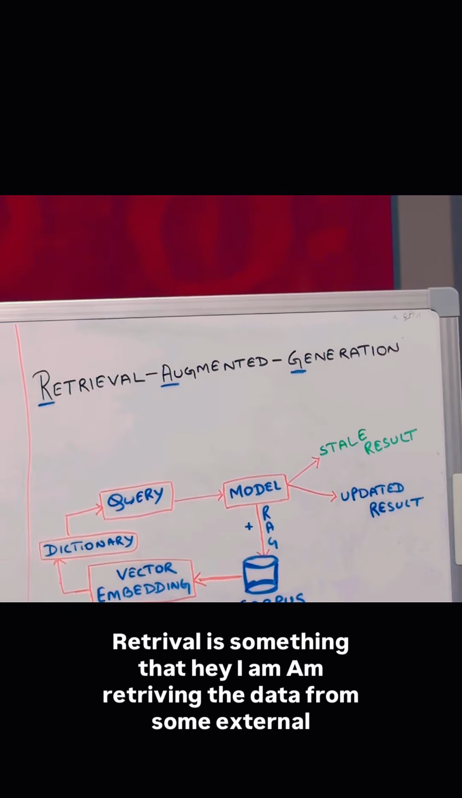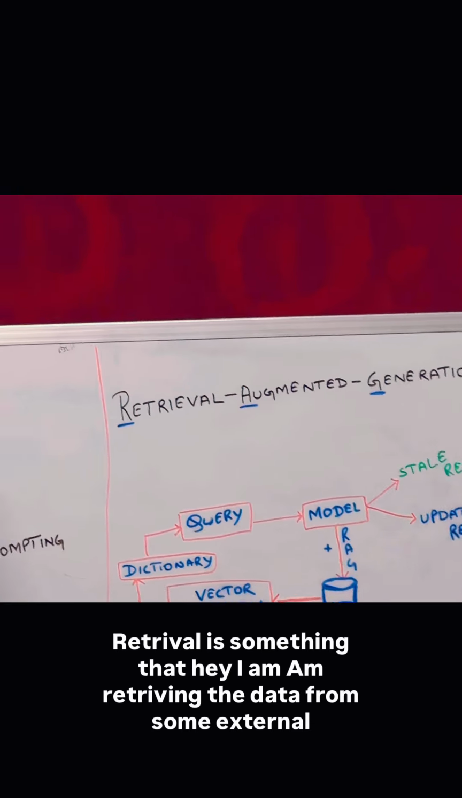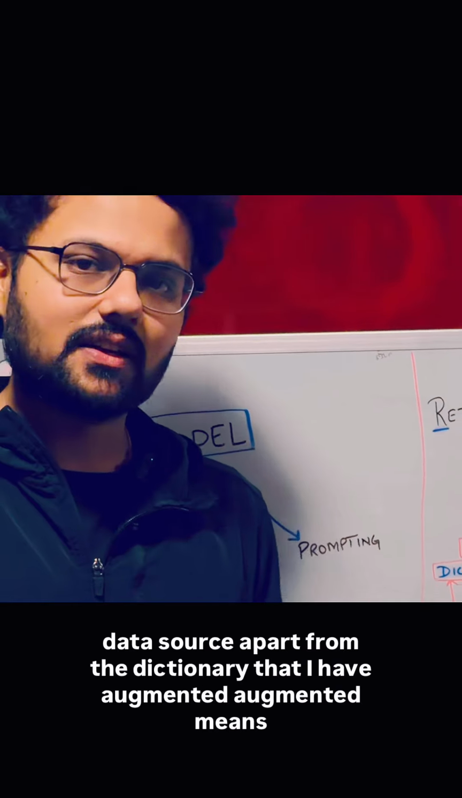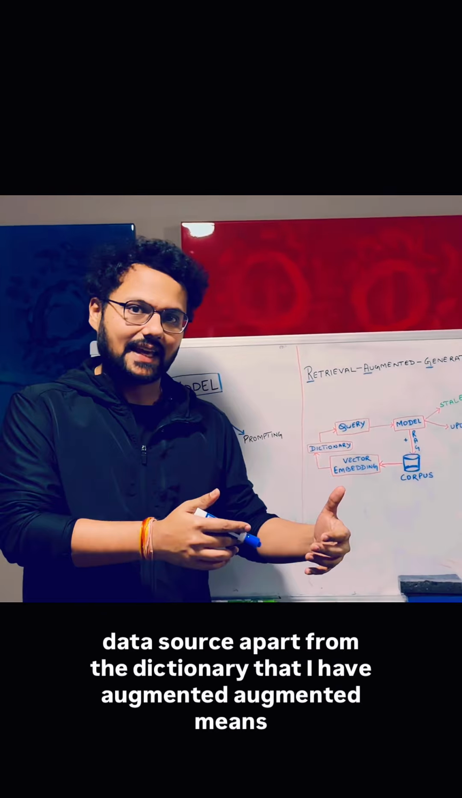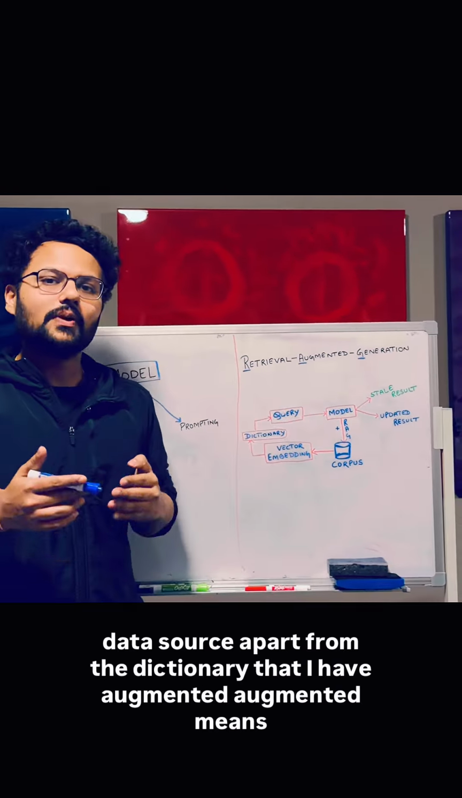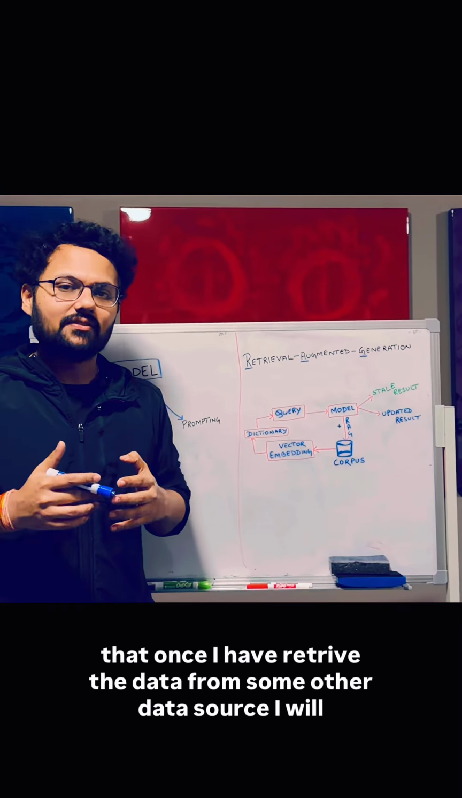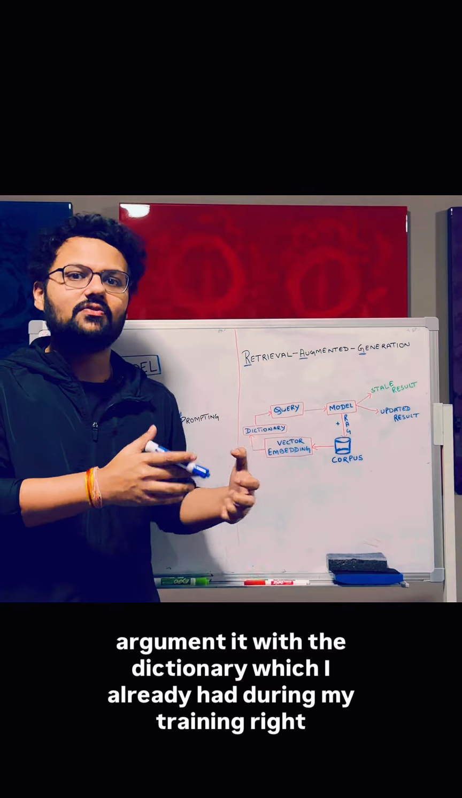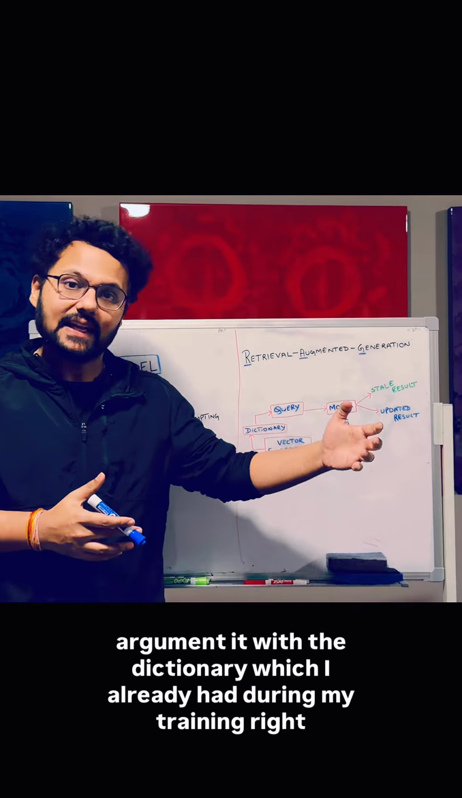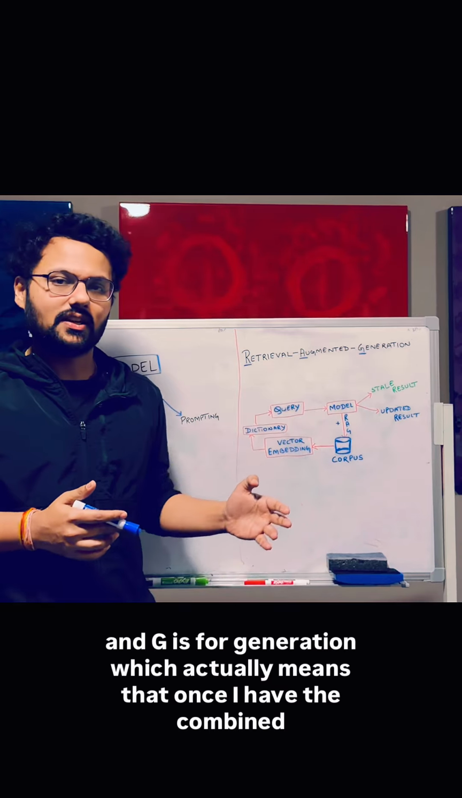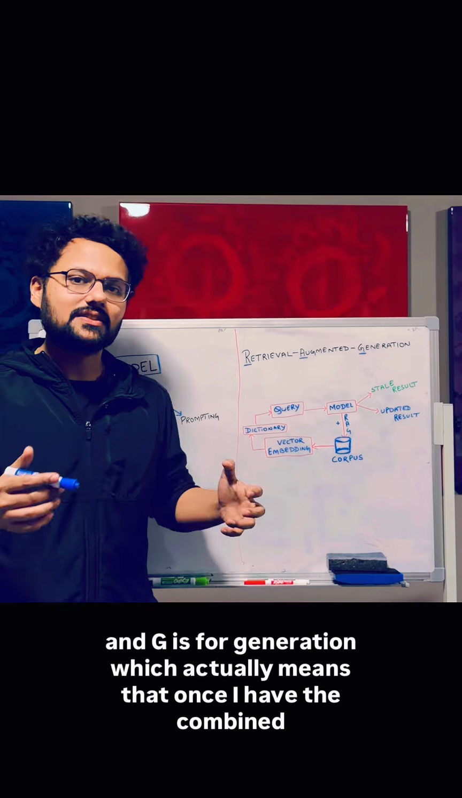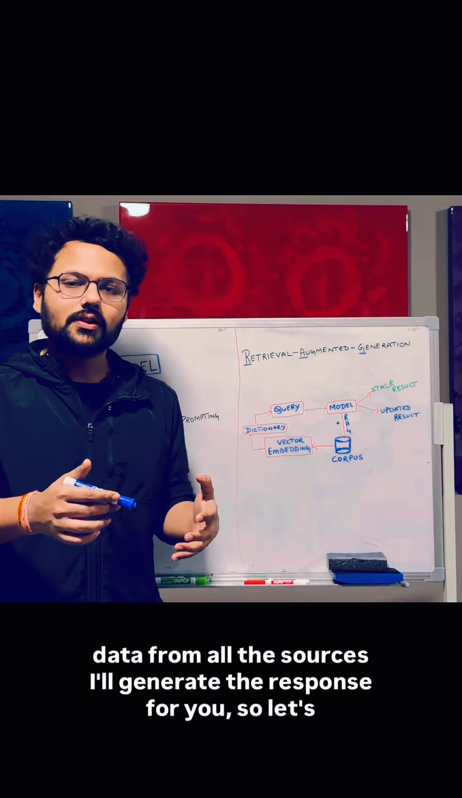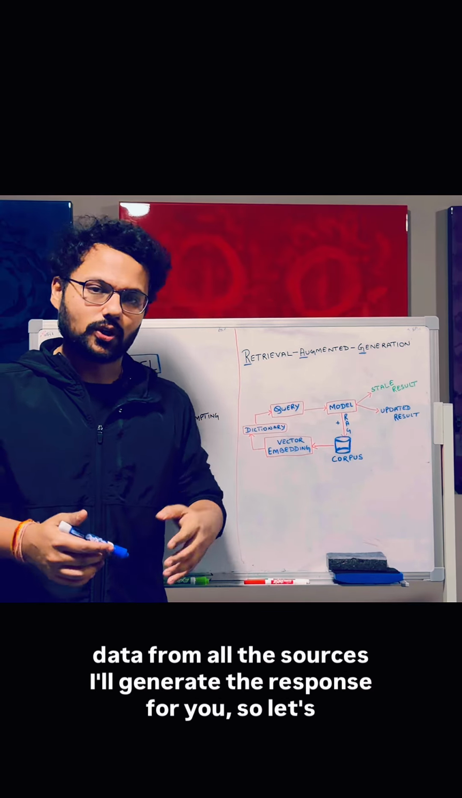Retrieval means that, hey, I am retrieving the data from some external data source apart from the dictionary that I have. Augmented means that once I have retrieved the data from some other data source, I will augment it with the dictionary which I already had during my training, right? And G is for generation, which means that once I have the combined data from all the sources, I'll generate the response for you, right?